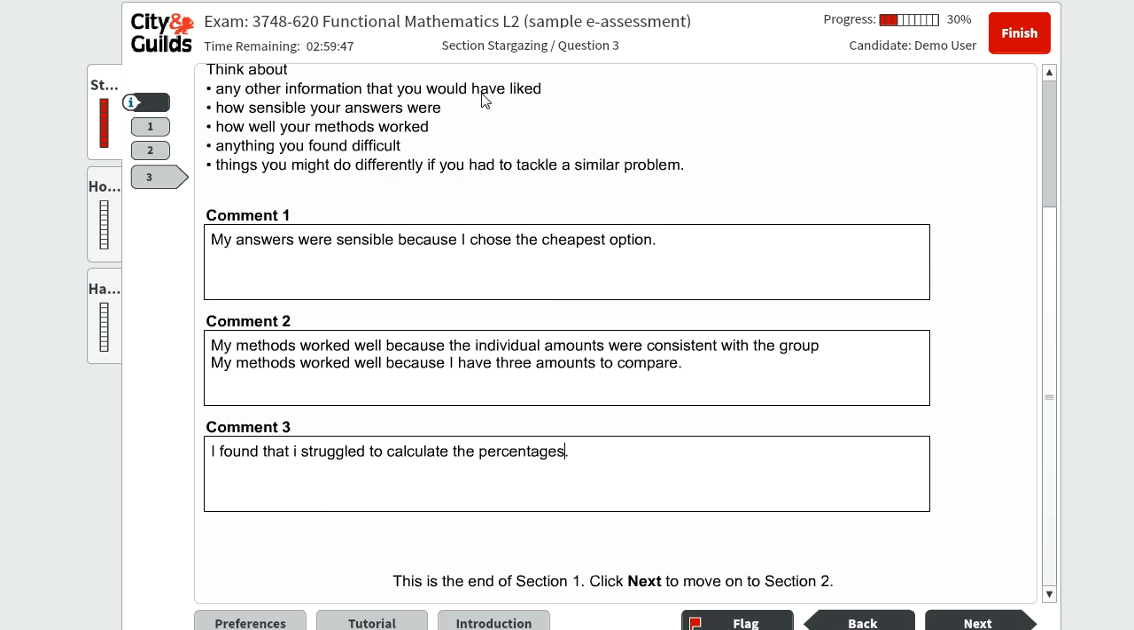Any other information that you would have liked? You could have said related to this question, I would have liked to know what the chances of seeing the stars were for each site. And as for things you might do differently if you had to tackle a similar problem, you could say I would do nothing differently as all the calculations allowed me to choose the cheapest site. So again, you can refer to picking the cheapest option. Right, now we can move on to the next question.